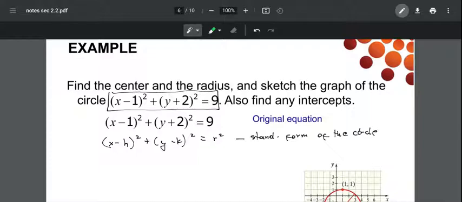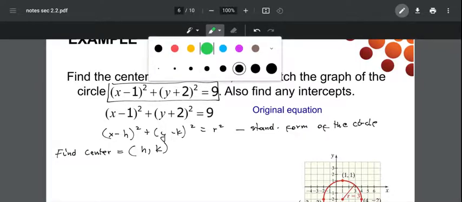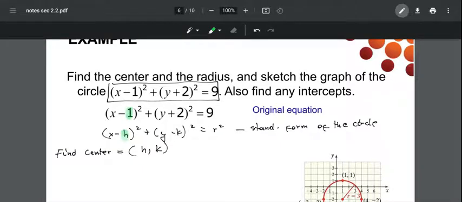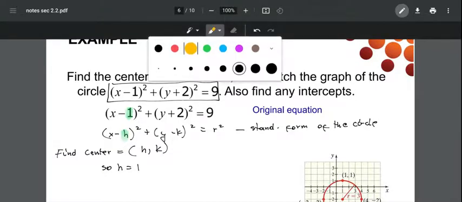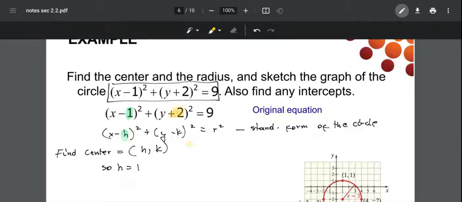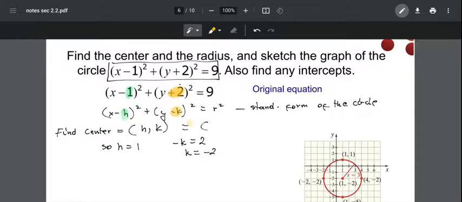So to graph the circle, we need the center. So next, we have to find the center of the circle, which means the point with coordinates h, comma, k. So now we're just going to compare. So h here has to be equal to 1. So h is equal to 1. Now k, we're going to compare that. Here we have positive 2, and that positive 2 must be the same as negative k. So negative k is equal to positive 2. That means that k is equal to negative 2. So the center is the point 1, comma, negative 2.